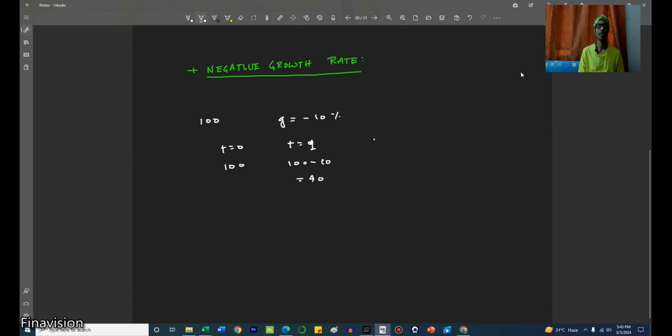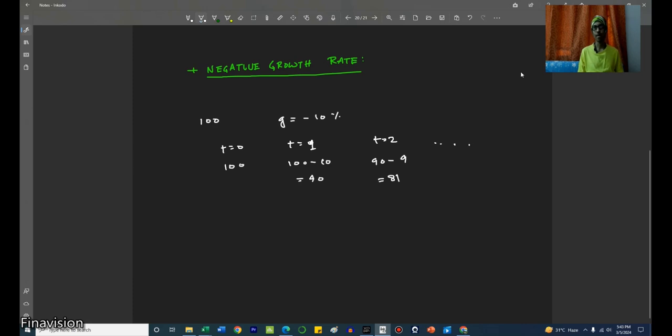This is at t is equal to 1. At t is equal to 1, you will be earning 90. At t is equal to 2, you will be earning 90 minus 10% of 90, which is 9. That is, you will be earning 81. Like this it will go on.